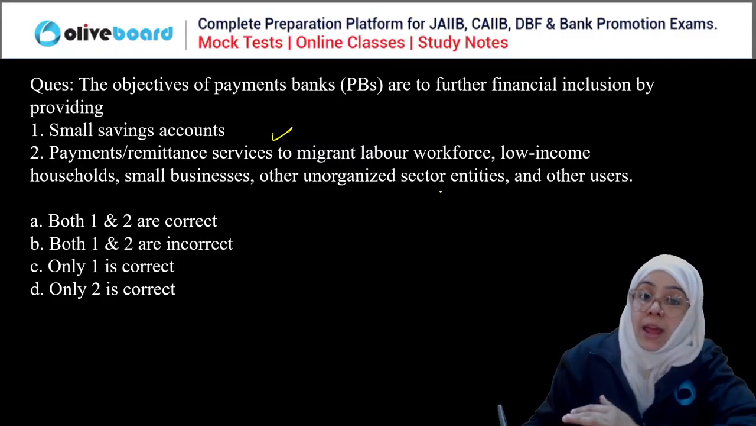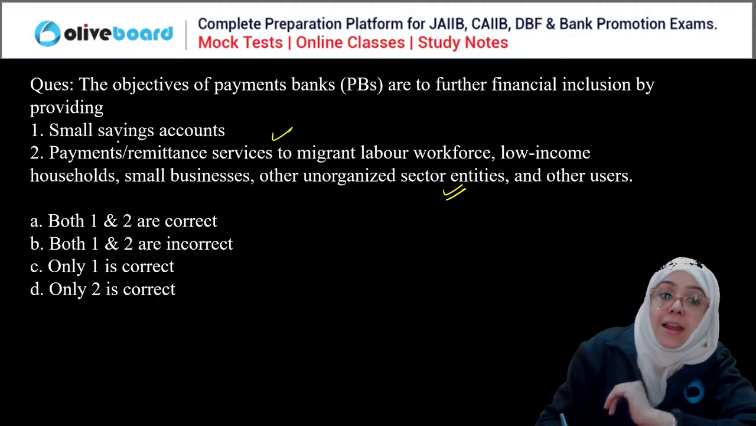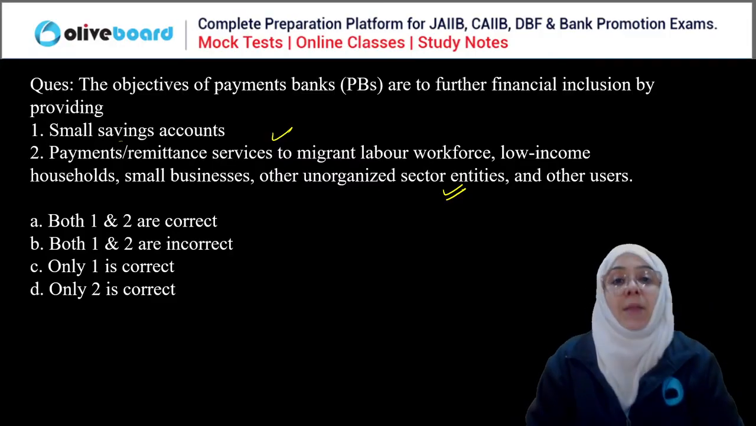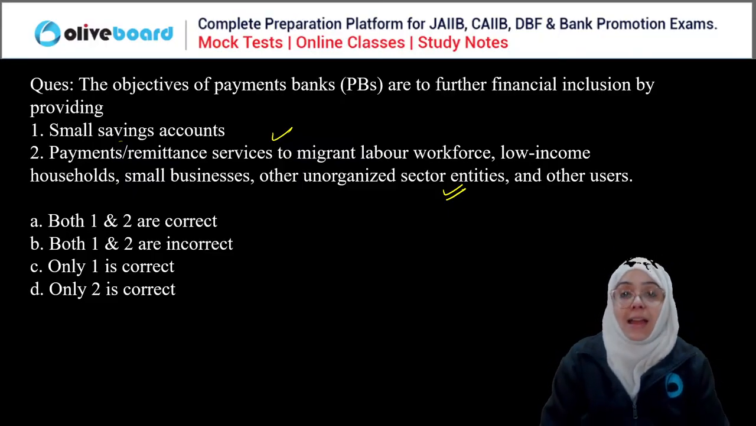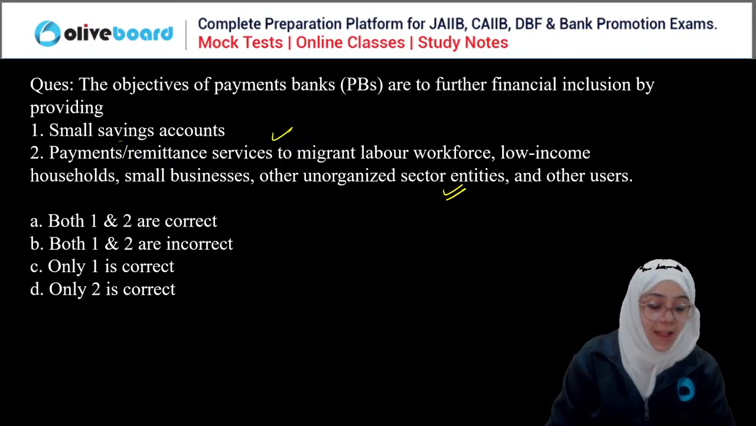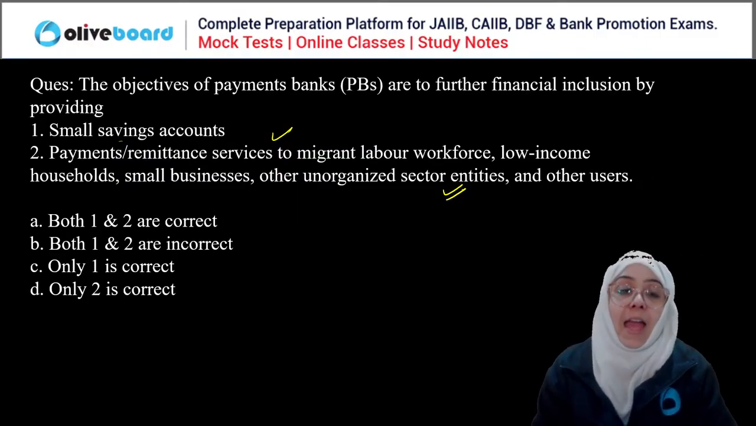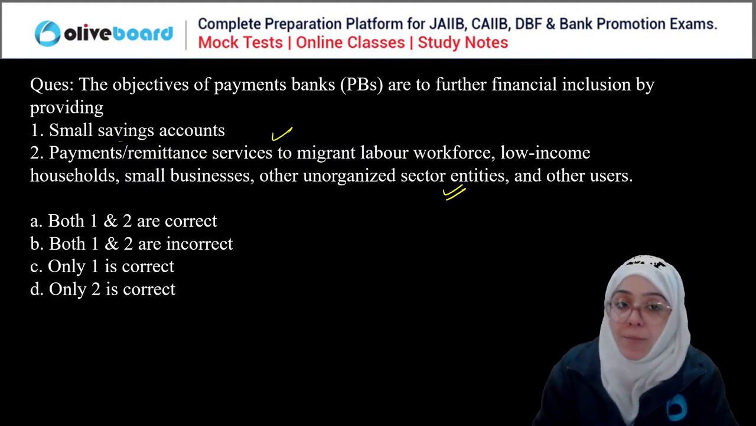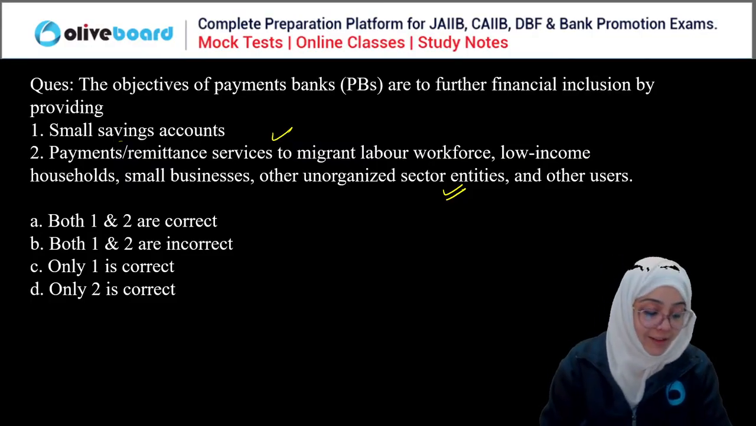Actually, tell me, what is the limit of accepting deposit from the public in a small saving account? So here, what is the limit for the payment bank? How much demand deposit can a payment bank accept from a customer? Everyone, please answer this question. How much is the limit for accepting demand deposit from the public for a payment bank in a small saving account? So the correct answer is what?